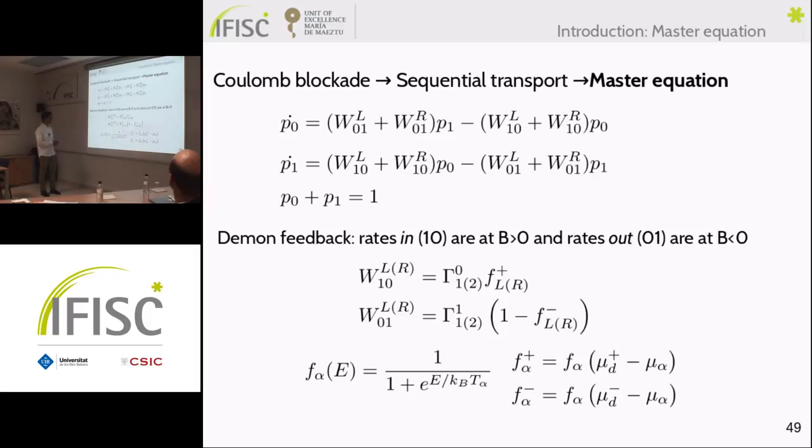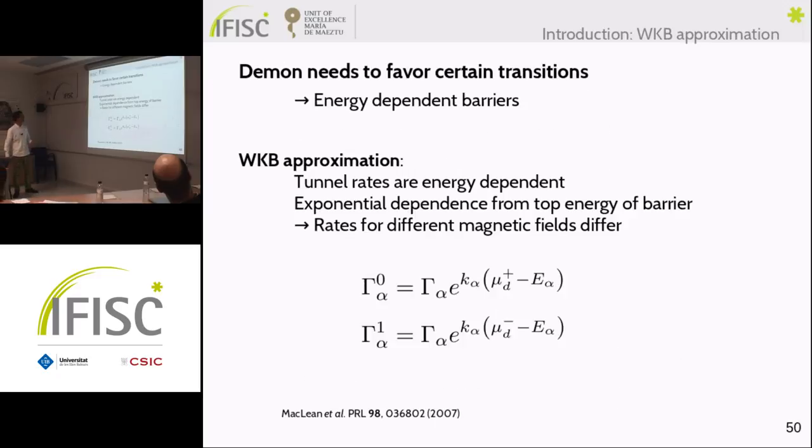And we do so by taking into account that now the energies in the Fermi functions are either plus for positive magnetic field or minus for negative magnetic field. And also we have to take into account that the barriers are different when the quantum dot is empty and when it's full. So we see now that, of course, in this case, the daemon needs to favor certain transitions. Not all transitions in the system have to be of the same probability. So we need energy-dependent barriers in the system. And to have energy dependence, the easiest way is to use the WKB approximation, which tells us that the tunneling rates are now energy-dependent, and the probability of tunneling decays exponentially from the top energy of the barrier. So now tunneling rates depend on energy, and that means that they depend on the chirality of the edge states through the magnetic field.